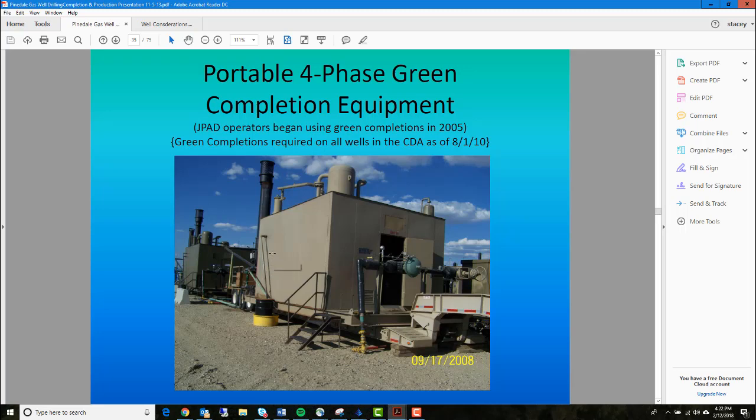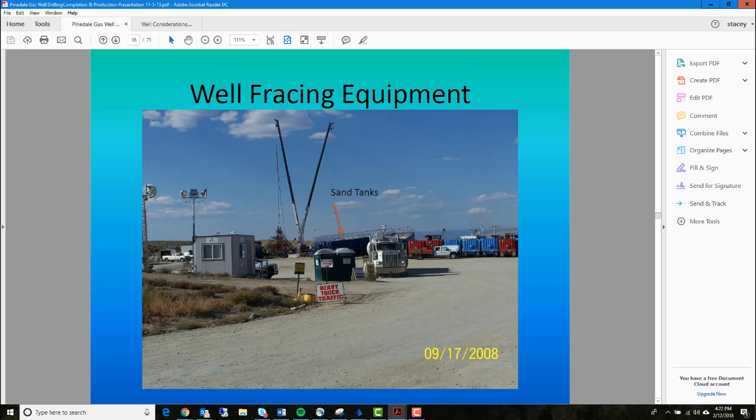Some of the completion equipment here. Here you can see a sand truck. So when they're doing fracking, they're mixing in the proppant that they're going to mix with the fluid out of the fluid tanks and push that down in the hole. So you have the sand and this fluid tank. So all that fluid is database information.